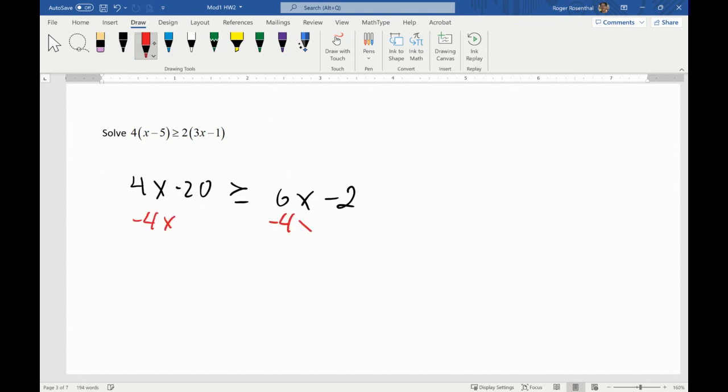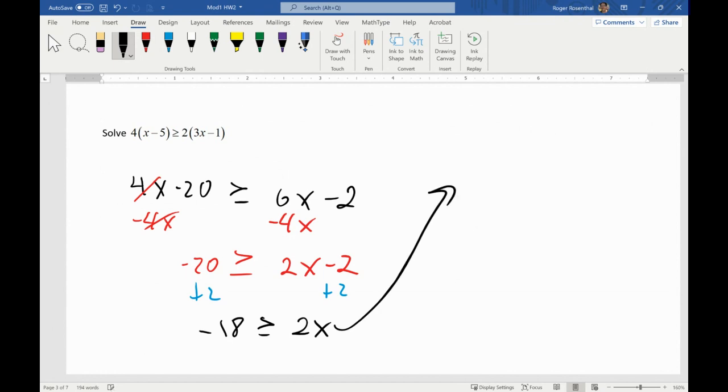I'm going to subtract 4x from both sides. That's going to give me negative 20 is greater than or equal to 2x minus 2. I'm then going to add 2 to both sides. When I do that, I will have negative 18 is greater than or equal to 2x. Then I will divide both sides by positive 2. Since I'm dividing by a positive, I don't switch the sign. So I'm going to have negative 9 on the left. I'm going to have x on the right.